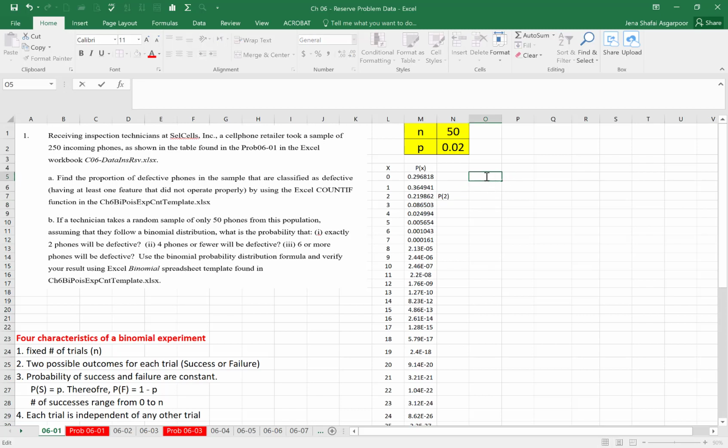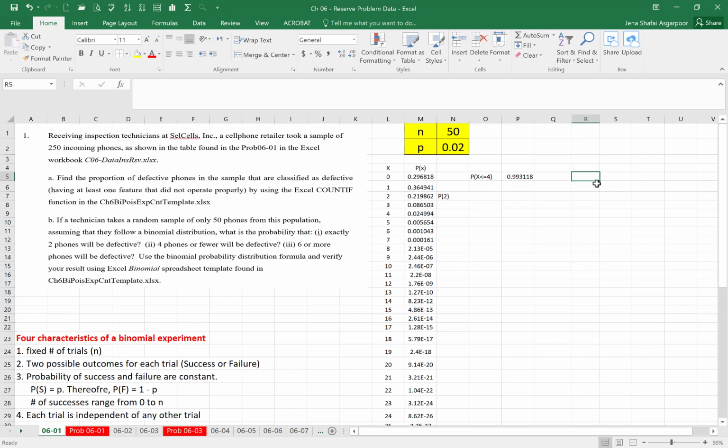Now to find the probability that x is less than or equal to 4, which is this part right here, it says 4 phones or fewer will be defective. We can sum the probability of 4 or fewer.